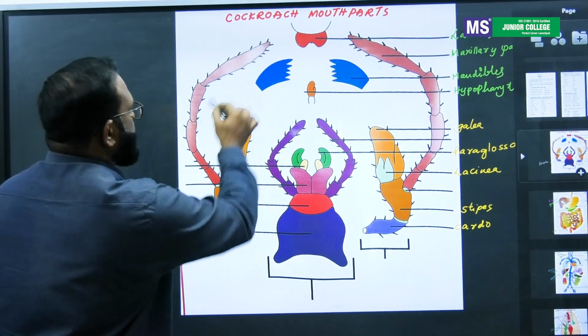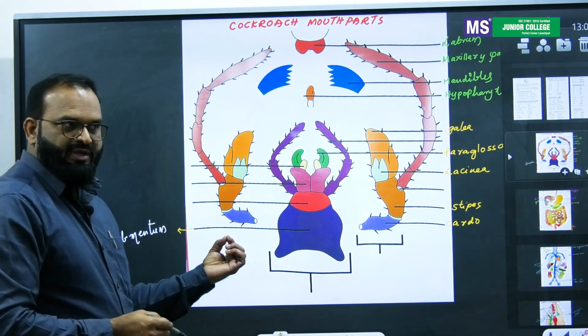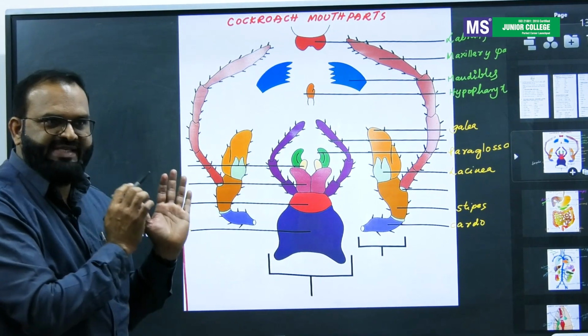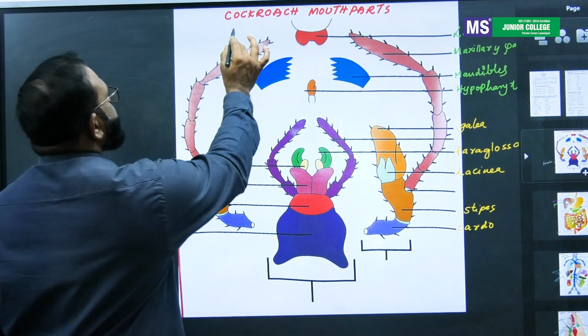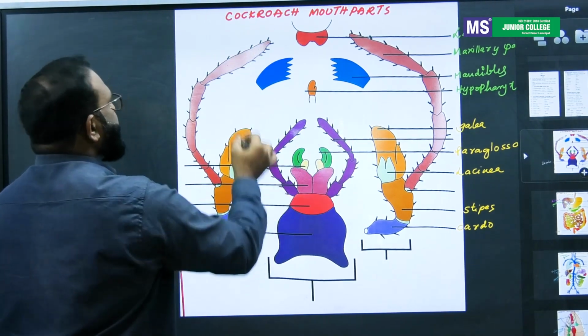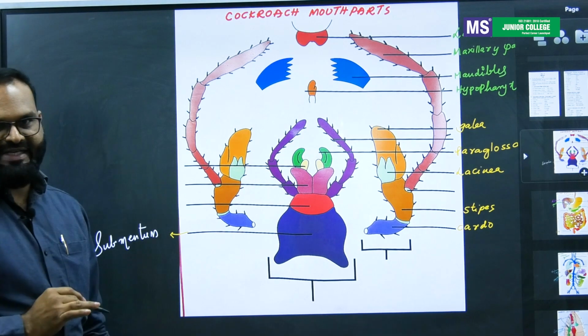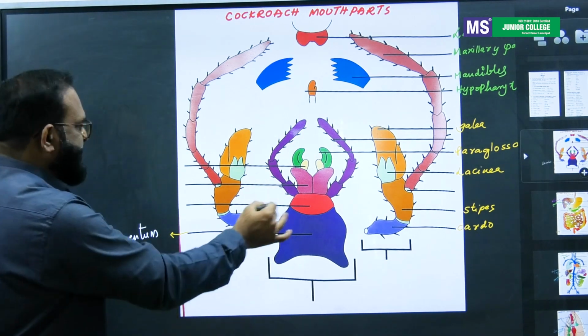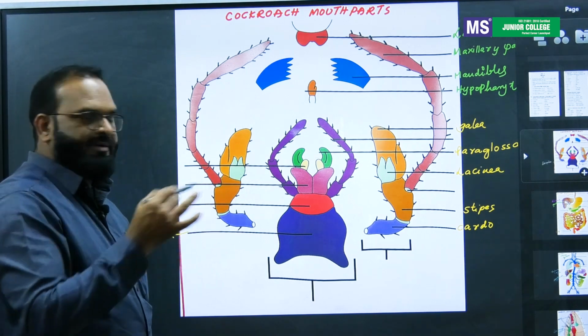It can be cockroach mouth parts. This is the model of the chart, students. It will be displayed in your examination hall. Your work is to identify that this is cockroach mouth parts, and write a minimum of 4 labelings. You can see here I have labeled many. At least write 4 to 5 labelings.